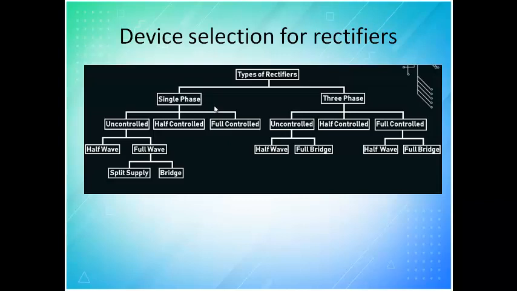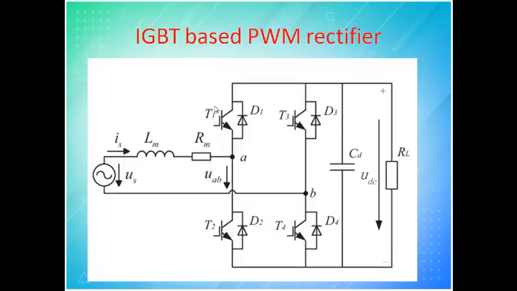There are two well-known voltage control devices: MOSFET and IGBT. When you want to operate at very high frequency, we go for MOSFET. When you want to operate a load which draws more current, or for high current applications, I go for IGBT. Okay. Now the next topic in your unit is the IGBT based PWM rectifier.